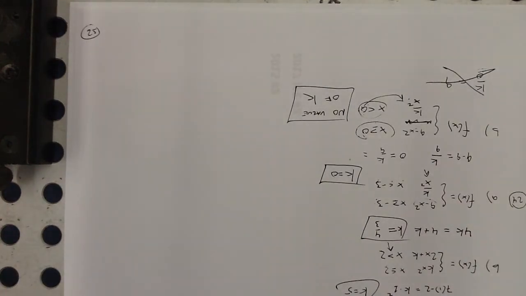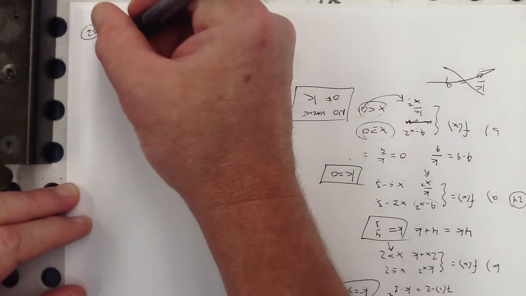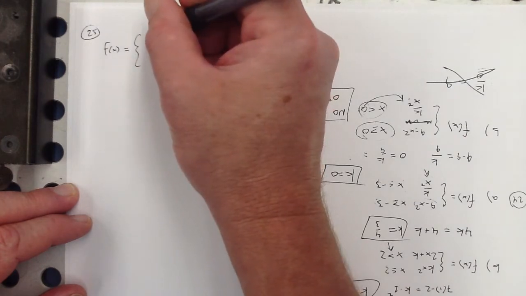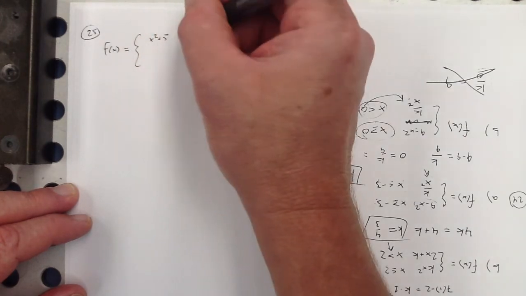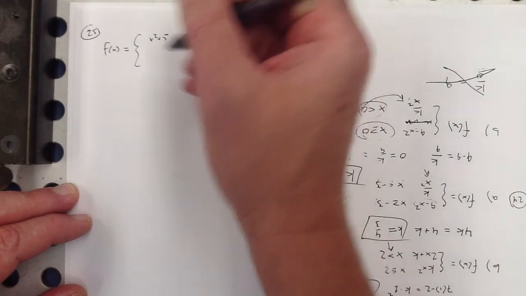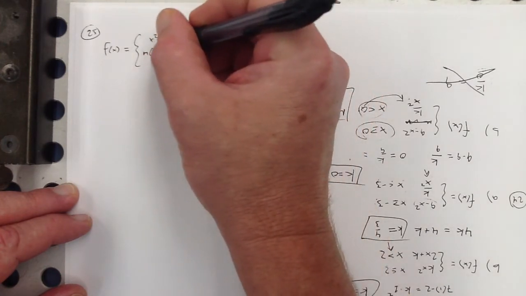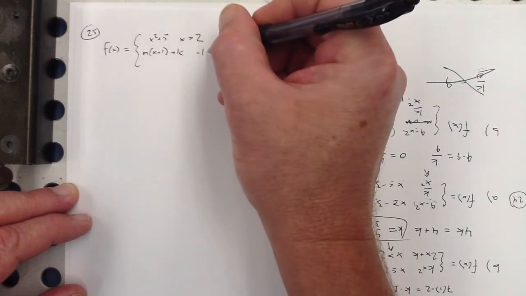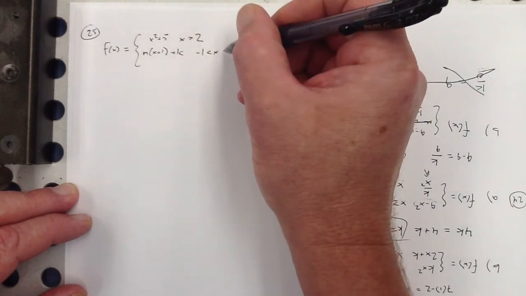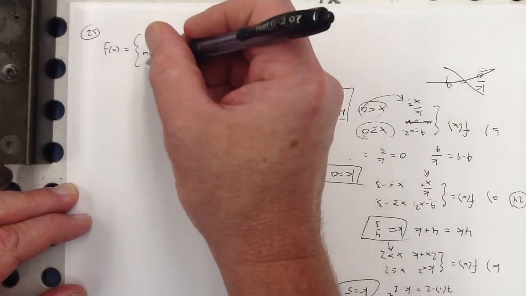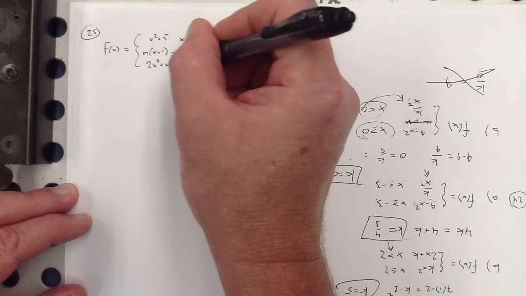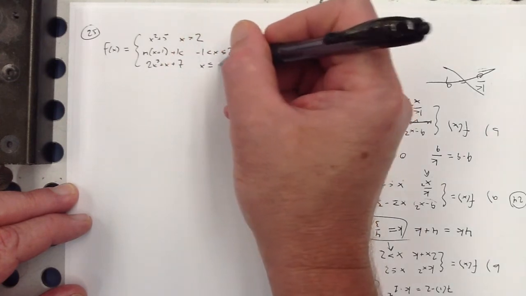Number 25. Find the values of k and m, if possible, that will make the function f continuous everywhere. Okay, this is the same game, it's just a little bit more complicated. So I've got x squared plus 5 when x is greater than 2, and then m times x plus 1 plus k when x is in between -1 and 2, and then 2x cubed plus x plus 7 when x is less than or equal to -1.